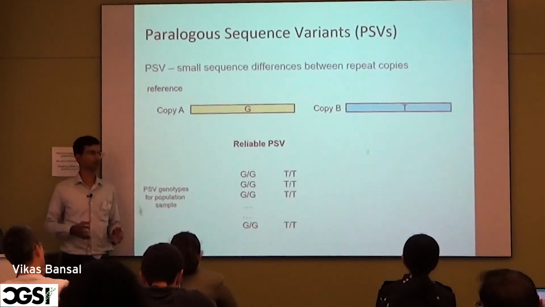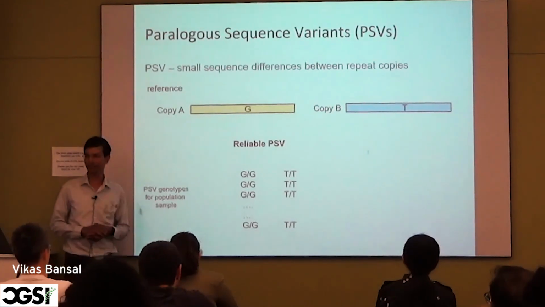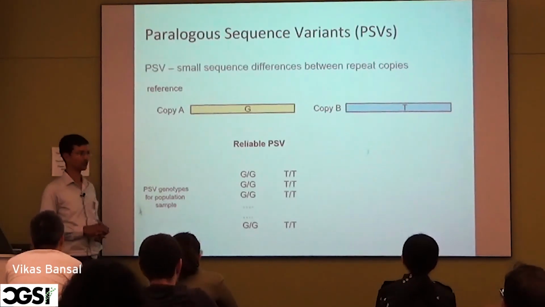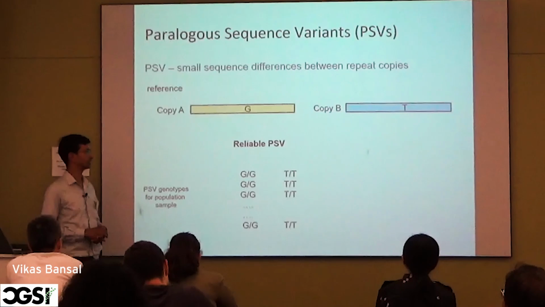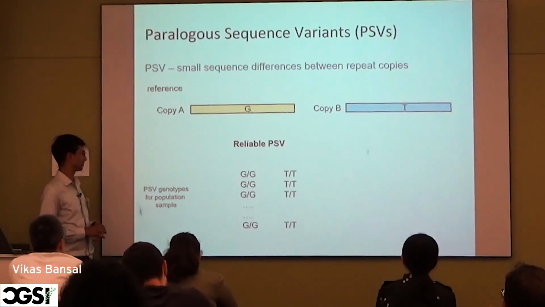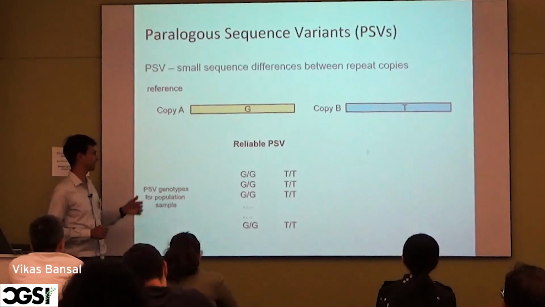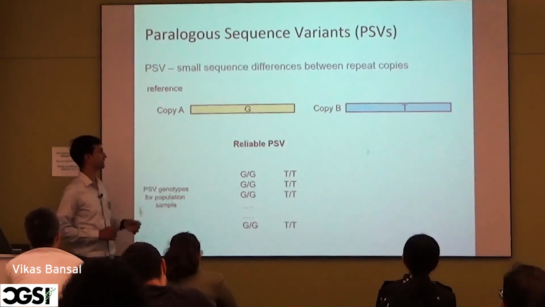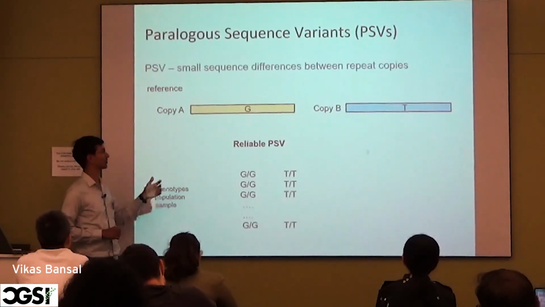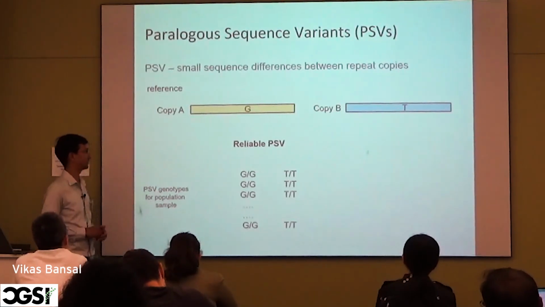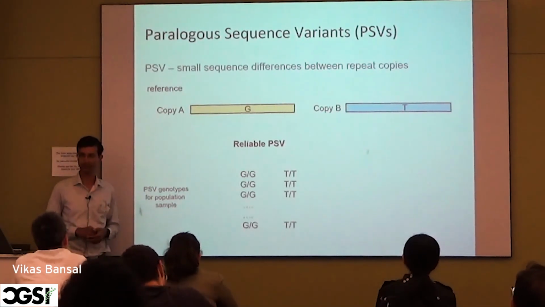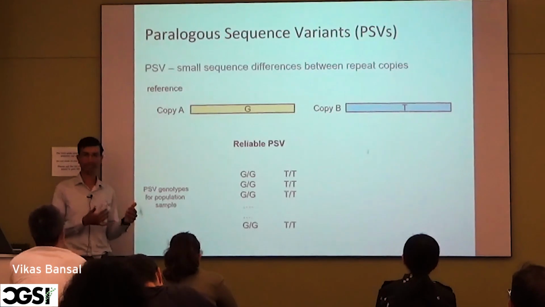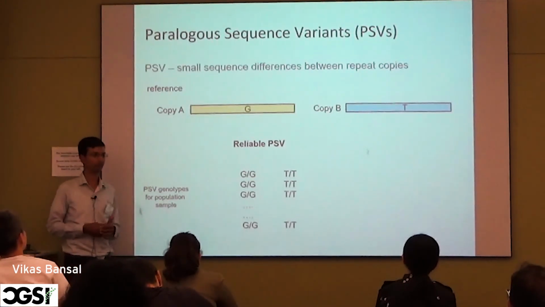Now, we introduced this concept of a reliable PSV. So reliable PSVs are those that are kind of fixed in the population, that show very little variation in their genotypes across a population. So if we look at genotypes for this PSV across a large sample of individuals, we would see that most individuals have both copies of copy A with a G, and both copies of copy B with the T allele at that position. So what this means is that these PSVs can be used to distinguish whether a read originated from copy A or copy B.